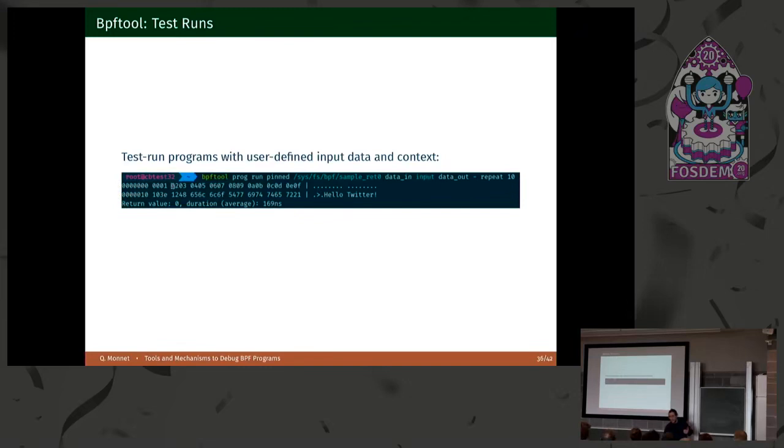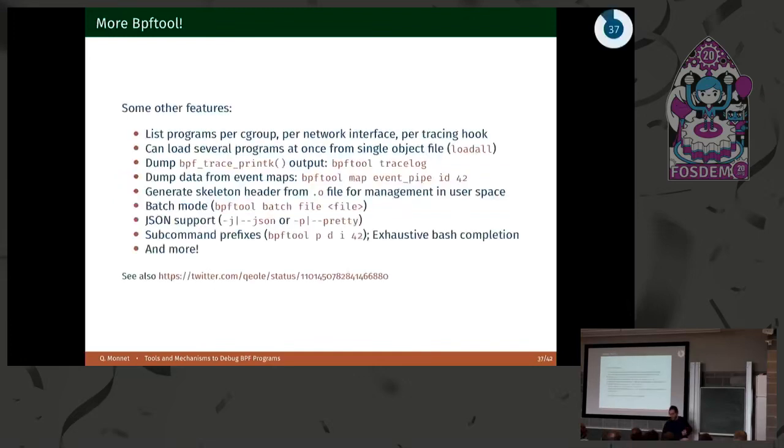So I get here the output data. Hello Twitter, that was because I wanted to put that in a tweet. The return value of the program is 0, and I have the duration on average of those 10 runs. So here it is for test runs.